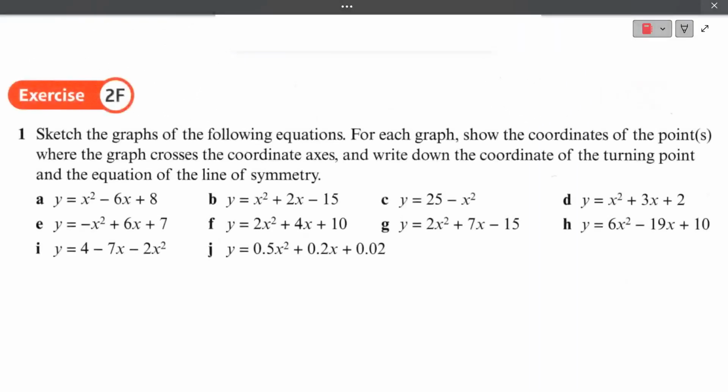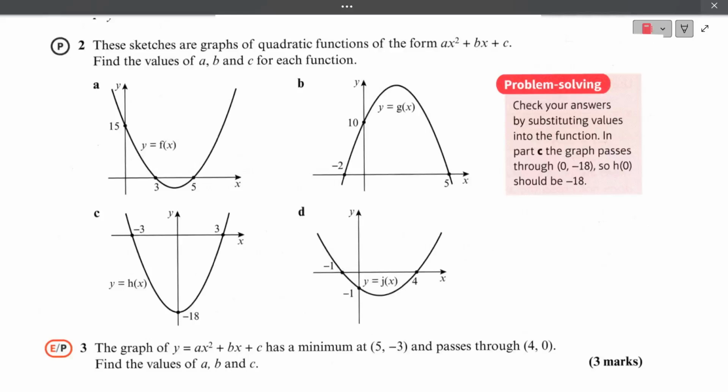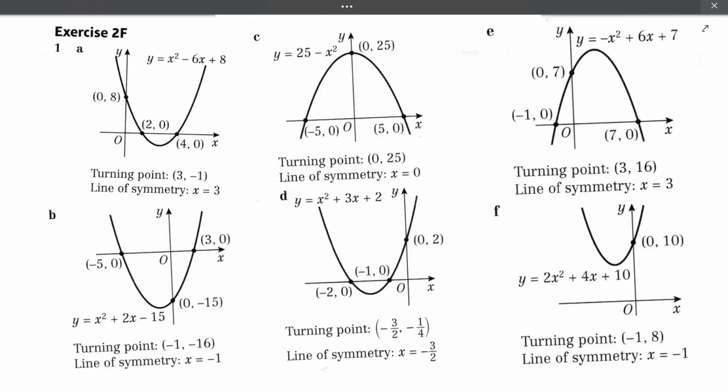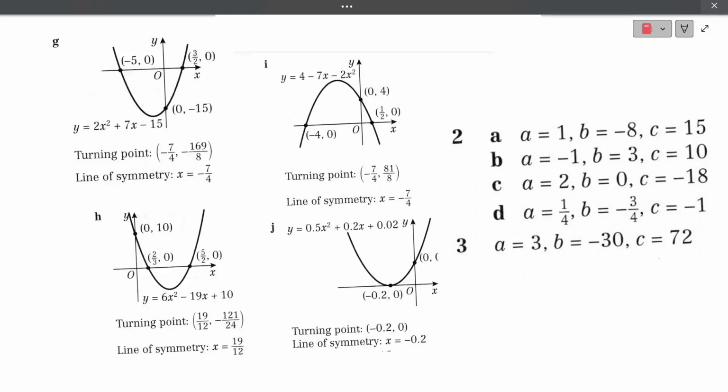So have a go at exercise 2F. Question 1 is about sketching the graph, and question 2 is about what we just did with working out the equation of the graph using a sketch and the points of intersection with the axes. So have a go now, and I'll put the answers on the screen just now. So spend a moment, pause the screen, and mark them. So there's quite a few answers, quite a few sketches. So hopefully you can have a go at most of those.